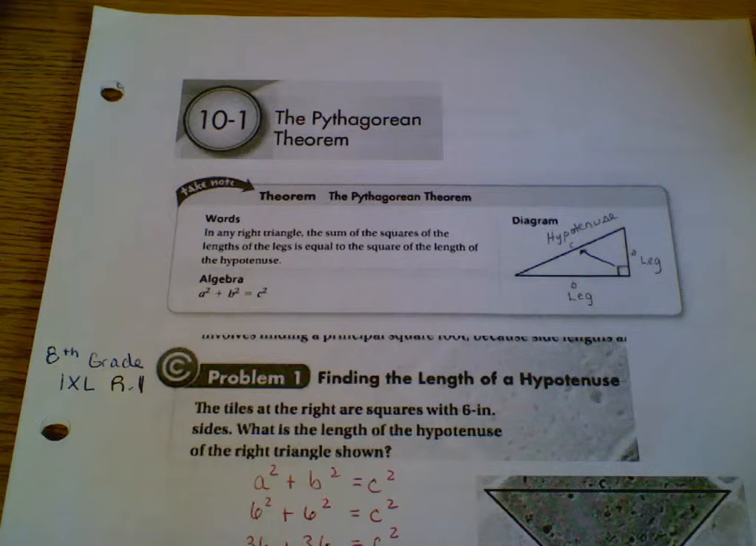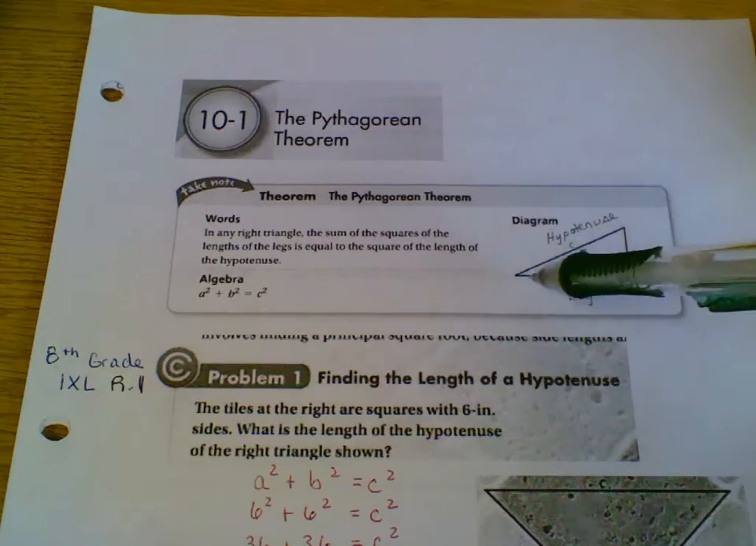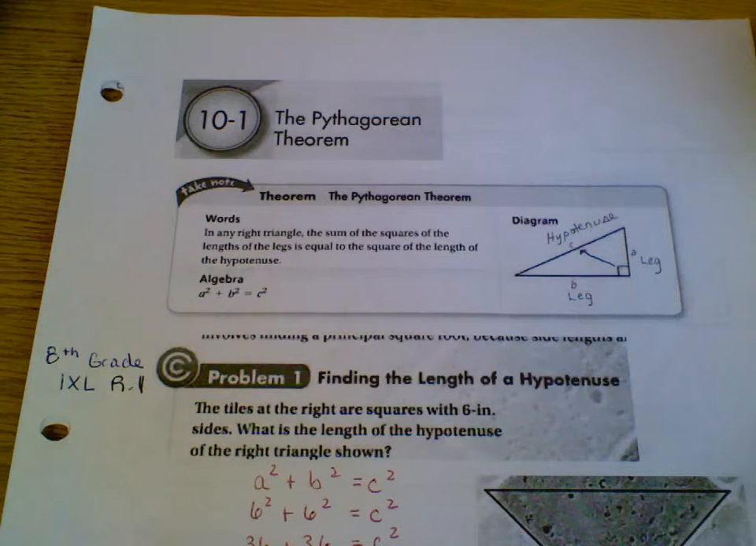Section 10.1 is about using the Pythagorean theorem. When you're using the Pythagorean theorem, you have to have at least two side lengths of a right triangle in order to use it. So the first thing is knowing on a right triangle which side lengths are legs and which one is a hypotenuse.